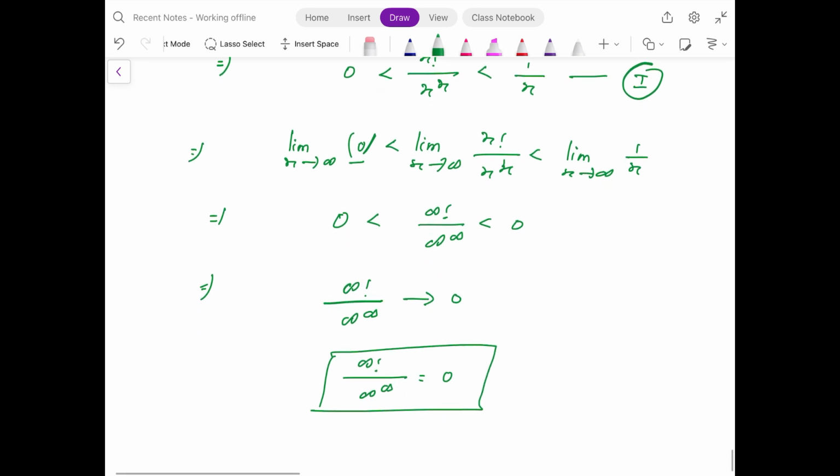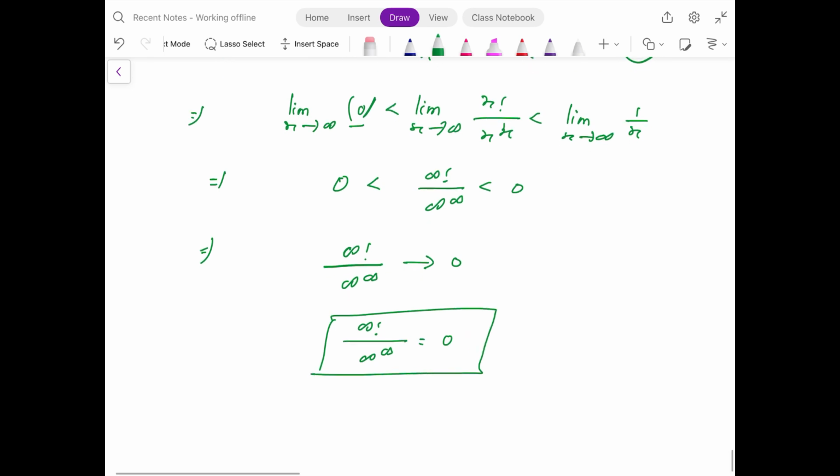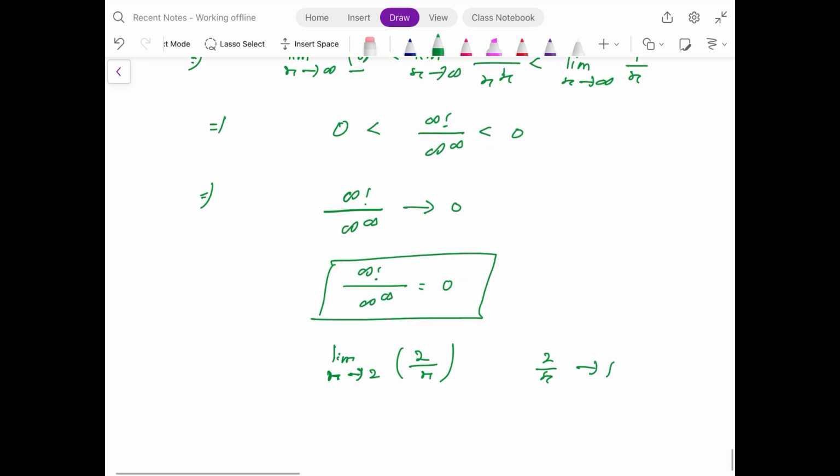In fact, in practice a limit always gives us the tending value, but in practice we always write it as an absolute value. For example, if we have to find the value of the limit as x tends towards 2 of 2 divided by x, that means when x tends towards 2, 2 by x will tend towards 1. But in practice we always write the answer of such questions as the limit as x tends towards 2 of 2 divided by x is equal to 1.